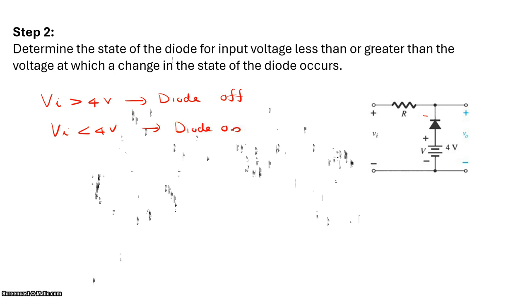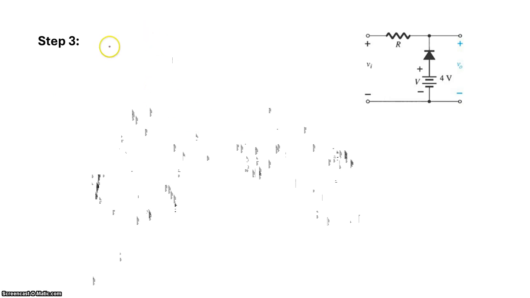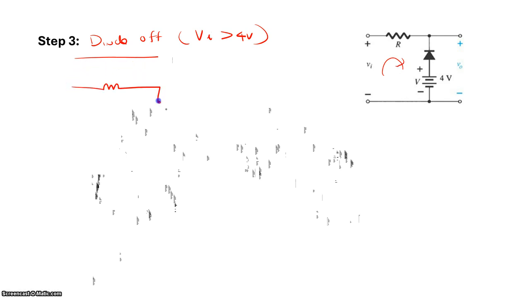Now go to step 3. In step 3, we are going to consider the first case as diode off. When the diode is off, what is the condition? Vi greater than 4 volt. So diode off is the consideration that Vi is greater than 4. For the output voltage, we need to apply KVL. As we know, your circuit now has the diode off, so it looks like this.